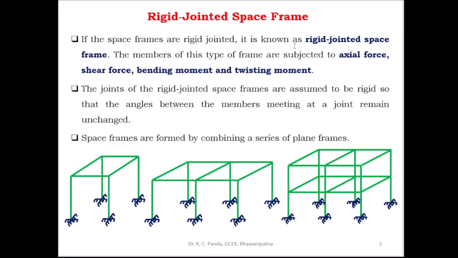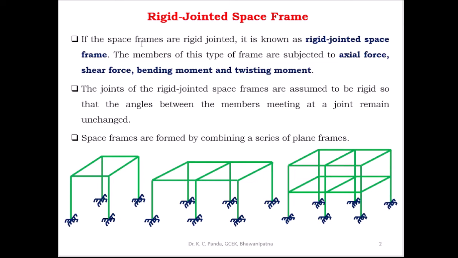Coming to the rigid jointed space frame, first we have to know what is skeletal structures. The skeletal structures are those structures which can be idealized to a series of straight or curved lines. This is a one-dimensional structure. The skeletal structures can be further classified into two types: one is pin jointed frames and the second one is rigid jointed frames.